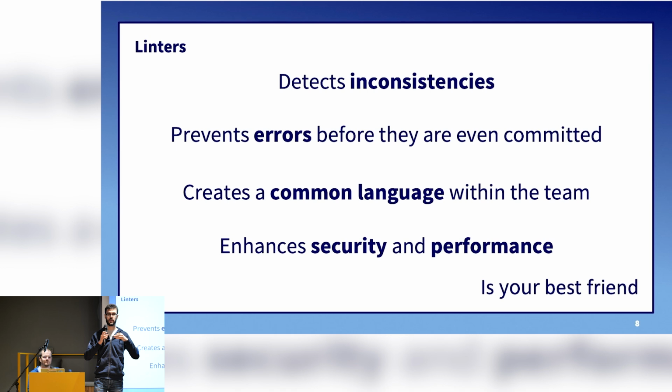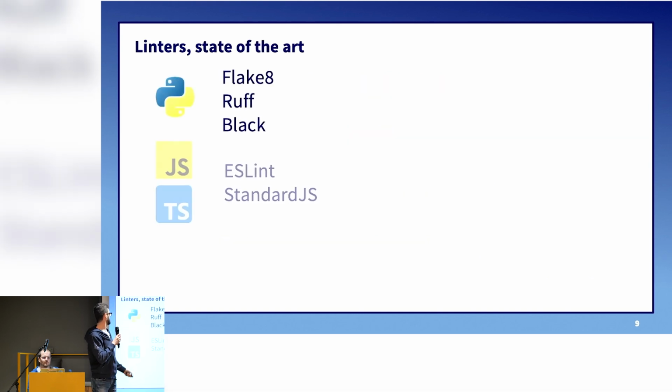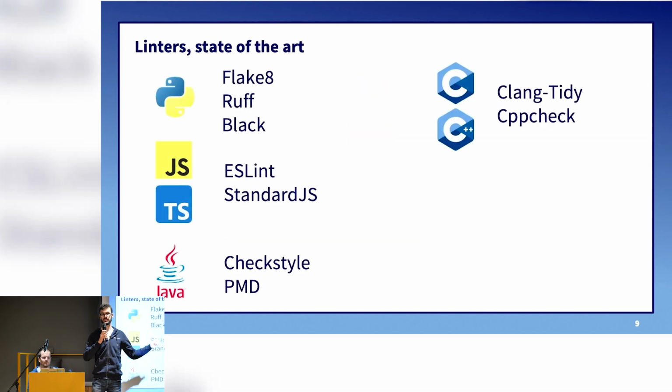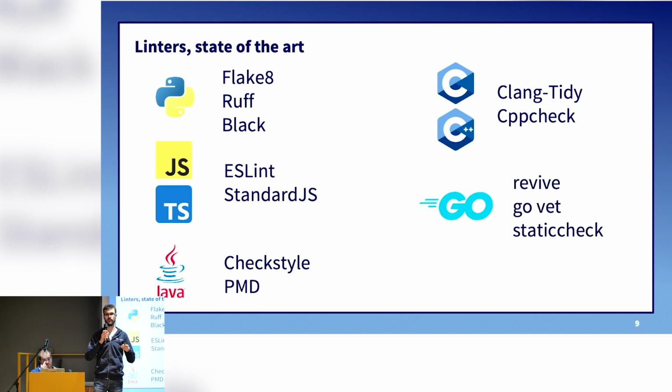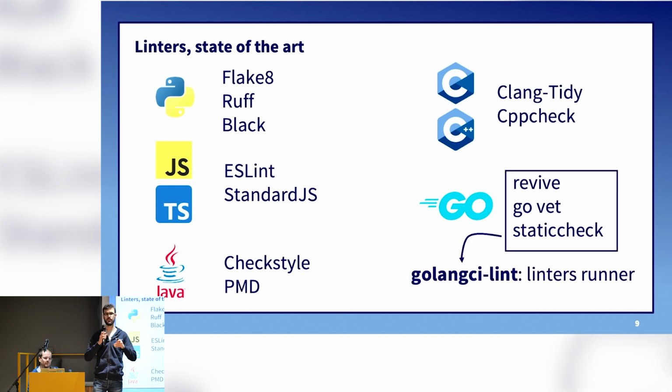Linters are widely used, and they are commonly found in most of the popular languages, like Python, JavaScript, Java, C, C++, and of course Go. And an interesting thing in Go is that we don't have only linters, but we also have what we call linter runners. A linter runner is a tool that will allow you to package and easily manipulate the linters to make them configurable, etc. So it's a very convenient tool. The most used one is golangci-lint. This is the one we will use for the rest of this presentation.